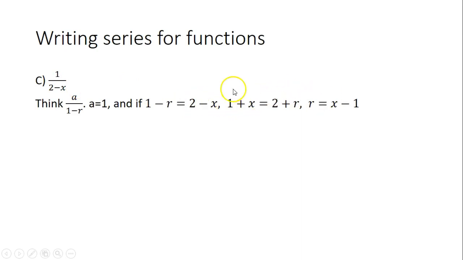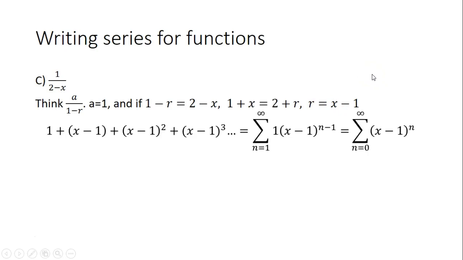So I showed a couple algebra steps here. The way I do it is I add x to both sides, and I add r to both sides. So we have 1 plus x is equal to 2 plus r. And then if you subtract 2 from both sides, you would have -1 plus x equals r. Another prettier way of writing that is just r is equal to x minus 1. So we have a more complicated ratio this time that we're going to multiply by every time. But it works the same way.